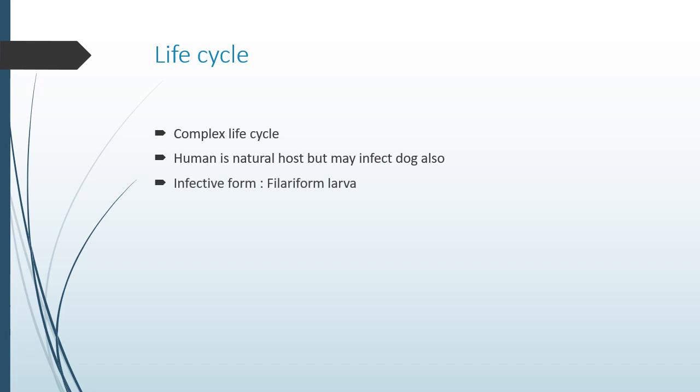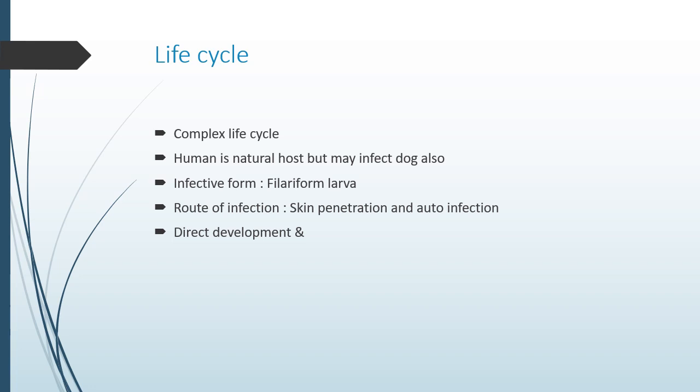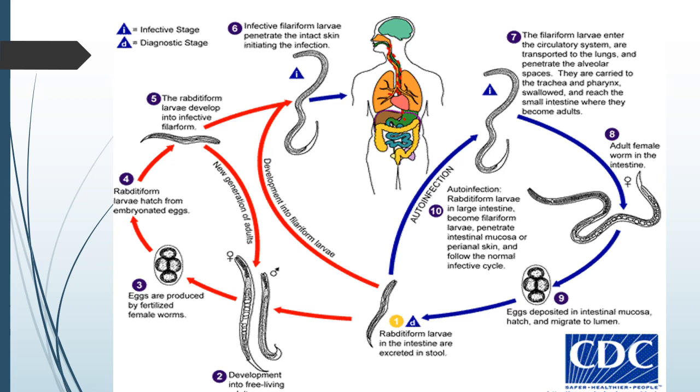The infective form is the filariform larva. The route of infection is just like hookworm, that is skin penetration or even autoinfection. We'll see what autoinfection is in the coming slide. Direct development means the human would excrete the larva, and that larva would convert itself into filariform larva and it will infect another human being. Indirect development means this larva, which is excreted from the human, may not require another human being. It would develop into the adult form in the soil. That would fertilize and lay other eggs. So indirect development is also possible. We'll see the figure so you can understand it very clearly.